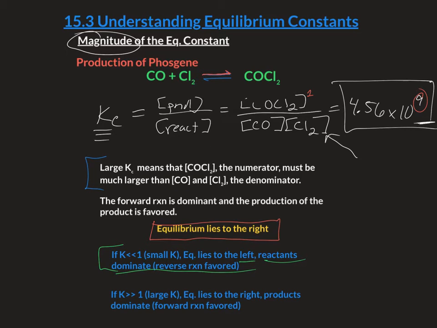And as I said earlier, if equilibrium lies to the right, that means your K is greater than 1, equilibrium lies to the right, products are favored, they're dominant. The forward reaction is what's going to be dominant in that reaction. Okay, that's magnitude.